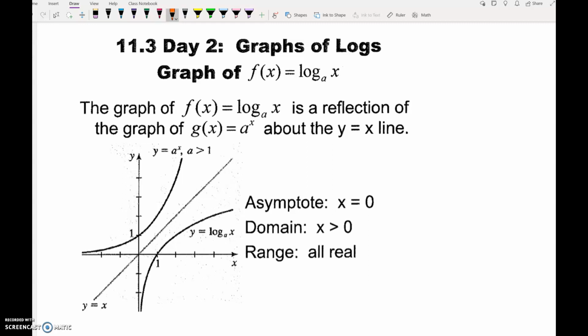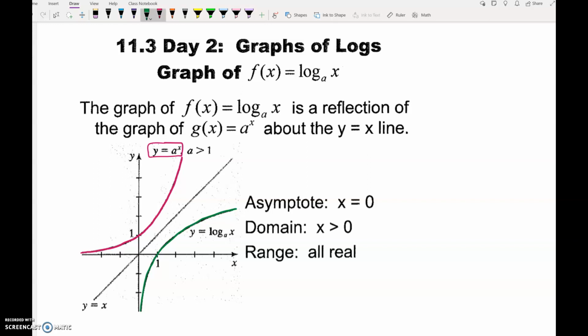Okay, here's the deal. In this chapter, we have talked about exponential functions, we've talked about inverses, and now we're talking about logarithms. And the logarithm graph is the inverse of the exponential graph. So here on the left, we have the exponential growth graph. That's y equals a raised to the x. Reflect that over the line y equals x, and we have the graph of the logarithm. Y equals log base a of x.